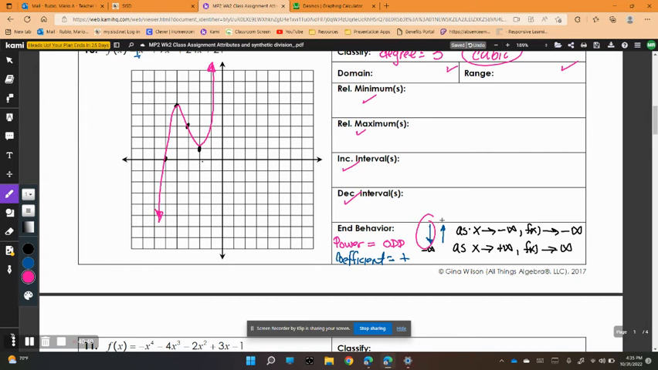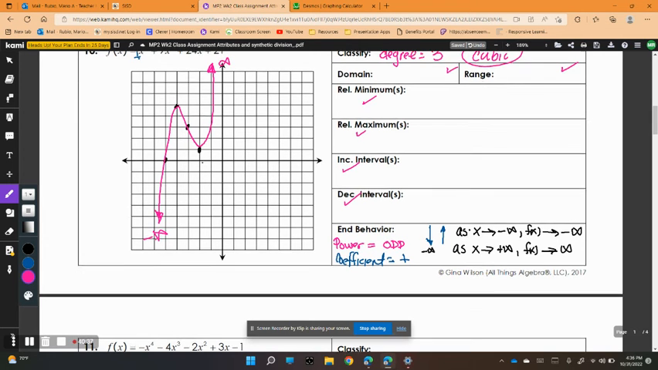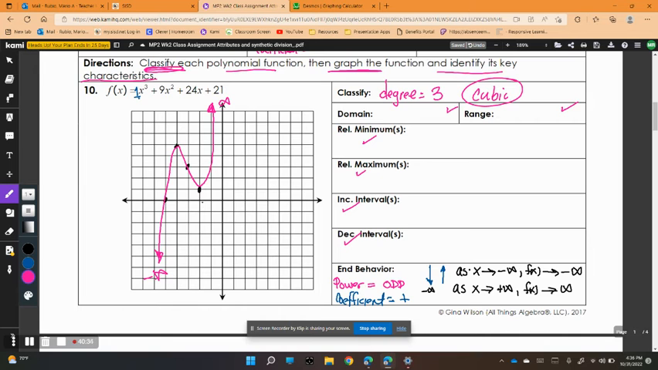So when I graphed it, look, it matches up with my end behavior, so I know I did that right. On the left side, it's going down to negative infinity. On the right side, it's going up to positive infinity. And now I can use this graph to determine my domain, my range, my relative min, max, and so forth.